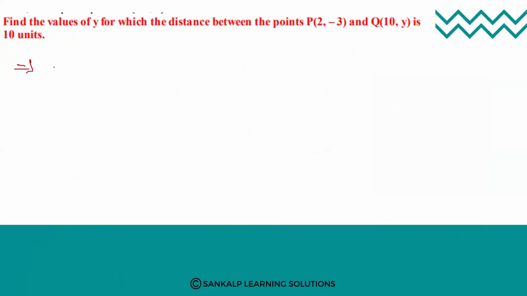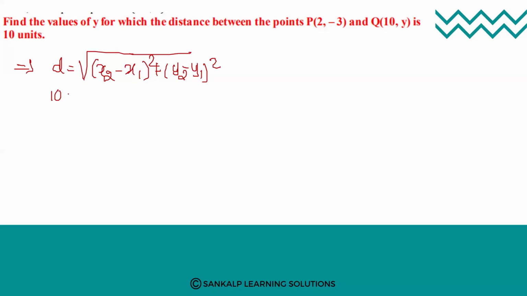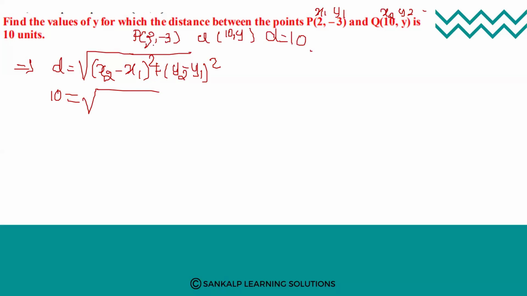Distance formula: d is equal to square root of (x2 minus x1) whole square plus (y2 minus y1) whole square, right? So this is our distance formula. We know the distance d, that is 10. So this is x1, y1 and this is x2, y2. If you want, you can write here P(2, -3) and Q(10, y) and distance d is equal to 10.